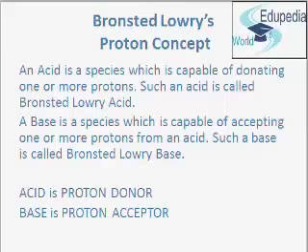And a base is a species. It may be a molecule, a cation or an anion which is capable of accepting one or more protons from an acid. Such a base is called Bronsted Lowry base. In short, we can say that acids are proton donors and bases are proton acceptors.